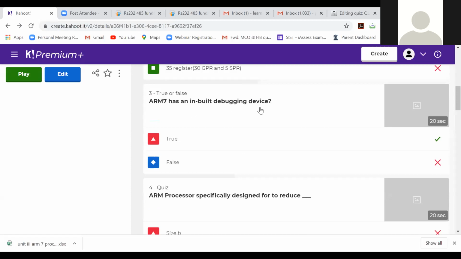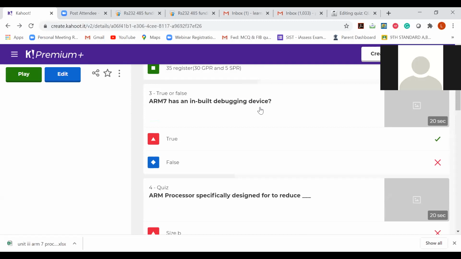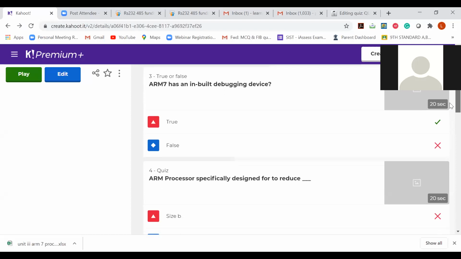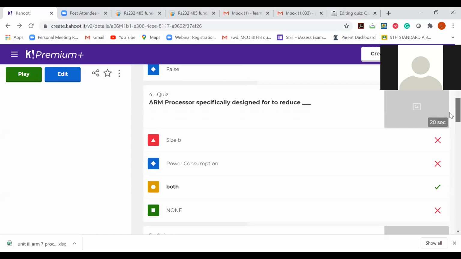ARM7 has an inbuilt debugging device. True or false? True, ma'am. What is the debugging device inside the ARM7? ICE, I told you. In-circuit emulator is not available in the PIC or 8051 microcontroller. In some versions of PIC it is available, but in 8051 we don't have an inbuilt debugging device. So ARM7 has the in-circuit emulator as well as the in-circuit debugger.